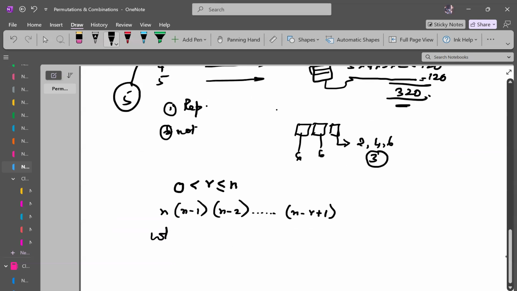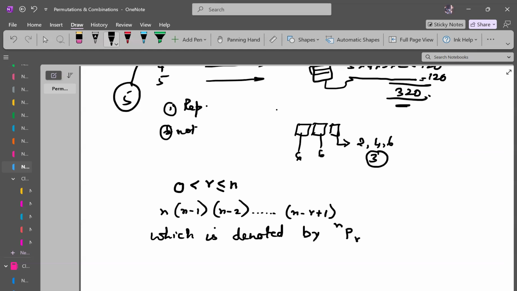which is denoted by, look at what I'm writing, nPr, which you can read as permutation of n number of objects taken r at a time. Did you understand this? Yes, sir.